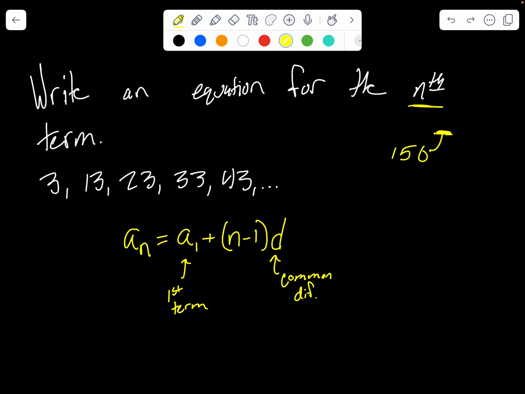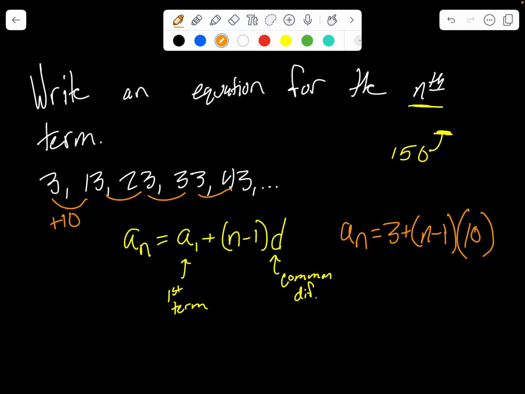Okay? So if they give us this pattern and say to write an equation, we'd say, all right, a sub n equals my first term, which is 3, plus n minus 1, times my common difference. Well, how are these changing? I can see that we are adding 10 every time. So for d, I'd put 10. If I had a hard time finding my common difference, I can always do my second term minus my first term, and that will give me the common difference.